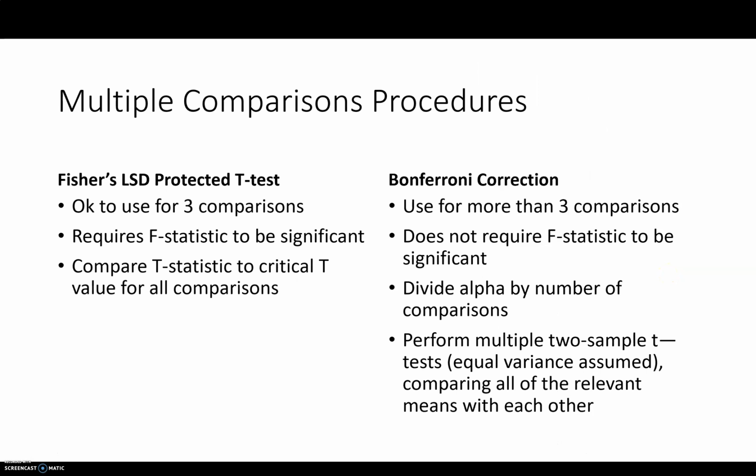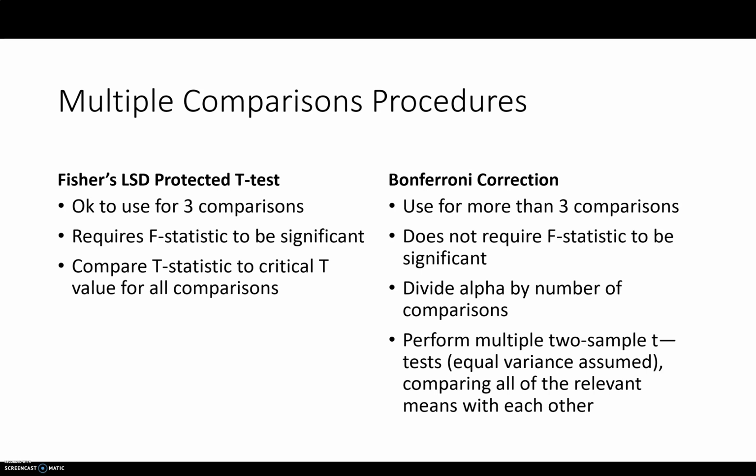So here are the two procedures, Fisher's LSD protected t-test and Bonferroni correction. These are your criteria for, well, first, to decide which one. If you're making three comparisons, then you can use the protected t-test. Now, you may have more than three means that you're comparing, but there might only be three comparisons that are meaningful to you. Bonferroni correction is when you're doing three or more. And this is just a rule of thumb that we're using for this course. There may be reasons why you may adjust this rule depending on your experimental question.